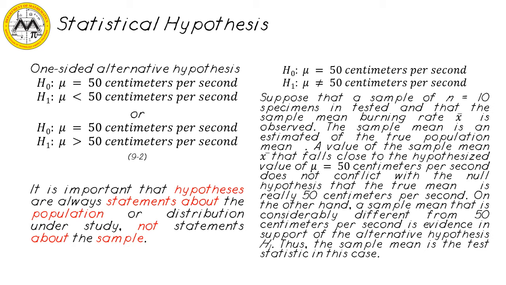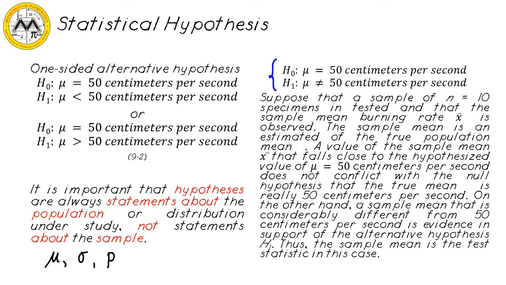It is important that the hypotheses are always statements about the population or distribution under study, not a statement about the sample. So take note that this is always about mu, sigma, and p. The null hypothesis mu is equal to 50 centimeters per second against the alternative mu is not equal to 50 centimeters per second. So take note of this as our main concern of our study.